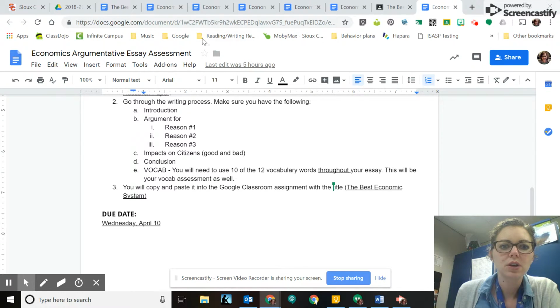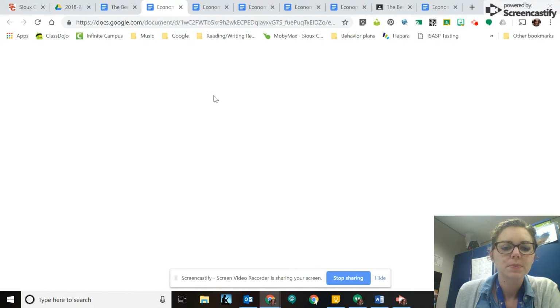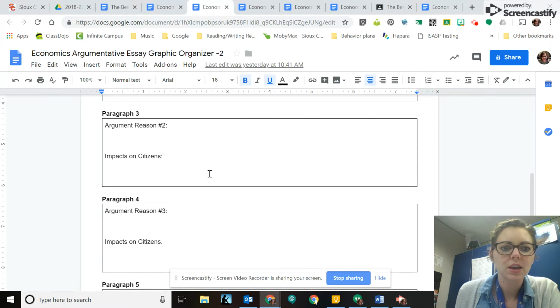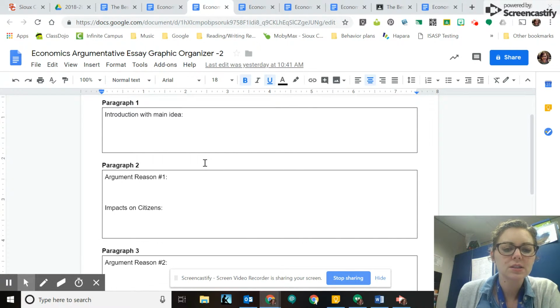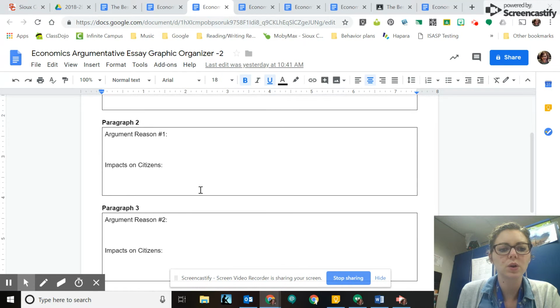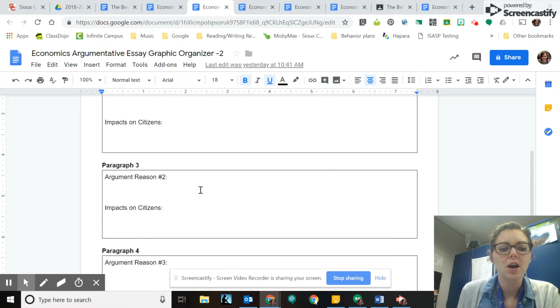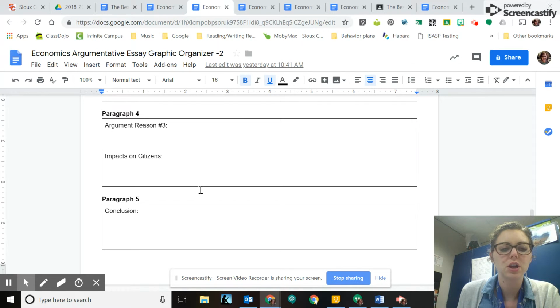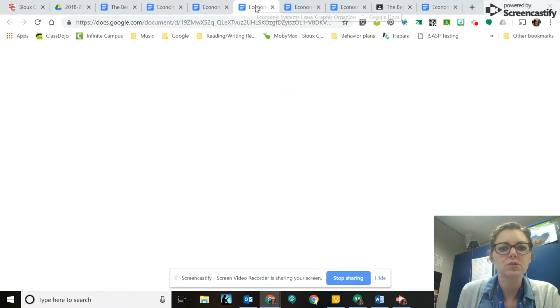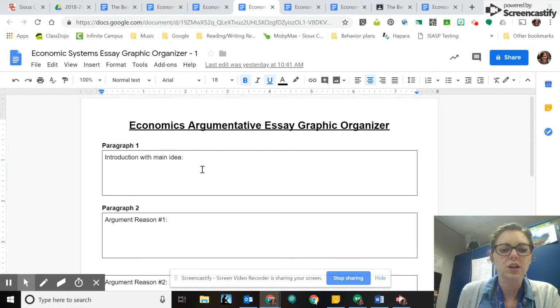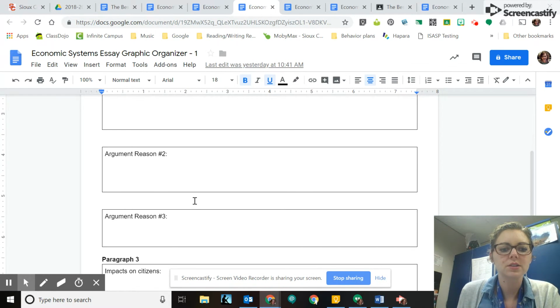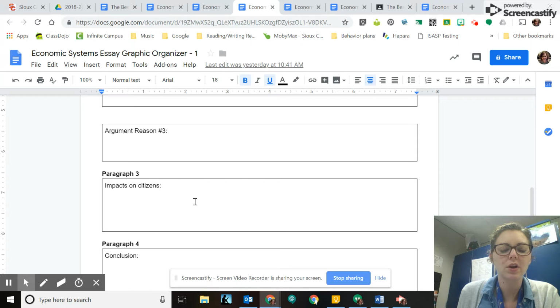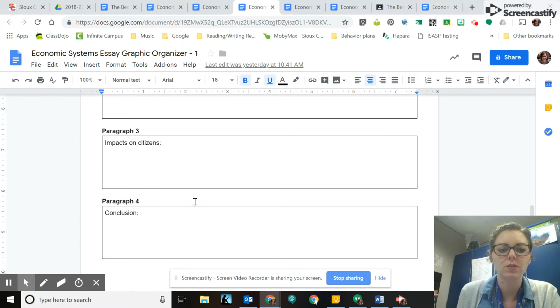Here are the graphic organizers I'm going to provide for you, okay? So, oops, that's directions. Okay, here's the first one, okay? You're going to have your introduction paragraph, argument, reason number 1 with how what you described impacts the citizens. Argument number 2 with how it impacts, argument number 3 how it impacts, and your conclusion. You can use this one or you can use this one. And you can do your introduction, your arguments all in the same paragraph, and then a separate paragraph on the impacts on citizens with a conclusion.